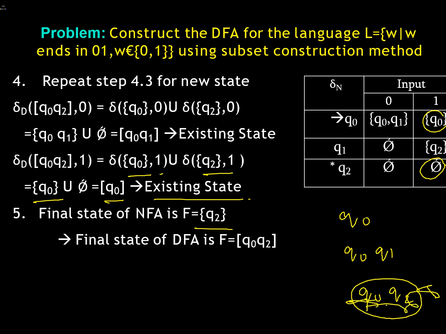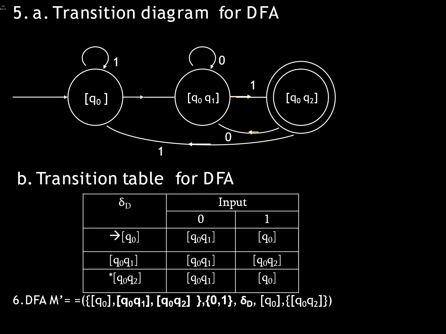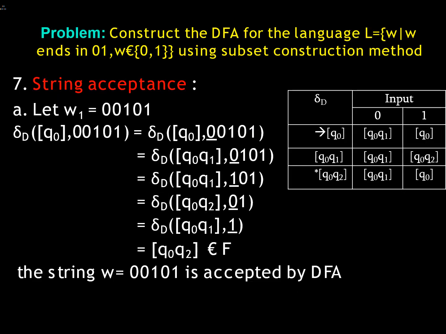Okay, so let's go to the next one. So these are the states I have: Q0, Q0 Q1, Q0 Q2. Okay, this is your final state and this is your starting state, and try to give the transitions as per your previous table. Okay, so see here, Q0 on 0 goes to this one, Q0 on 1 goes to this one. So we have transition for all the inputs. Now this is your DFA and this is your transition table for your DFA. Now we just say that strings ending with 0 1 will be accepted by this DFA.